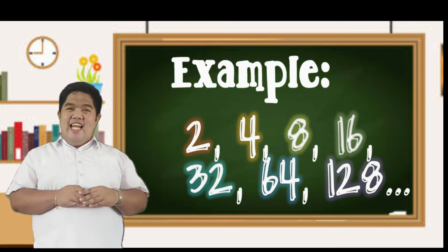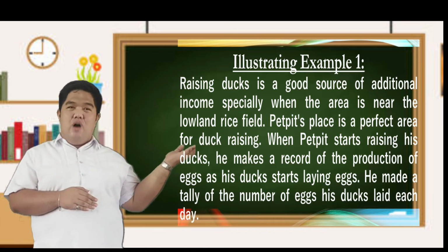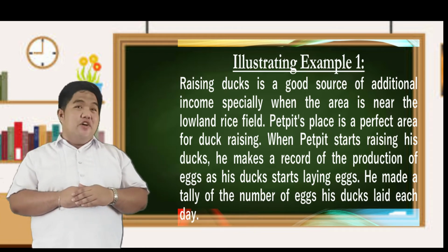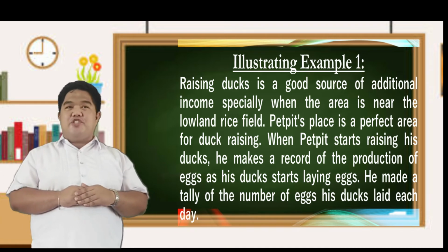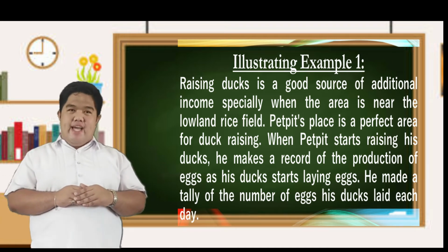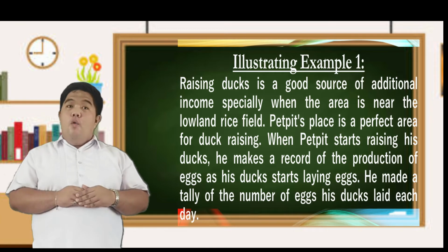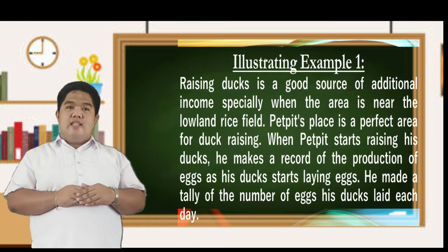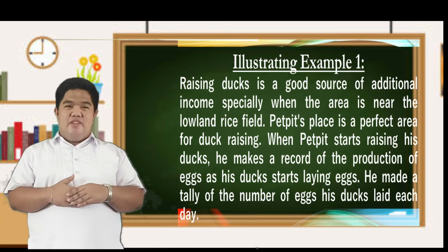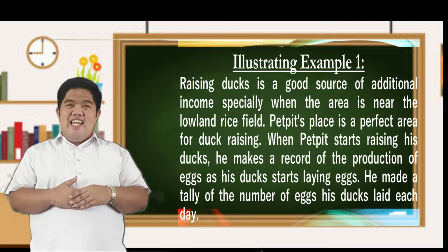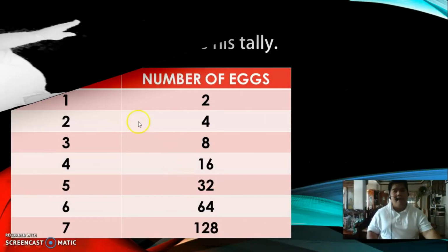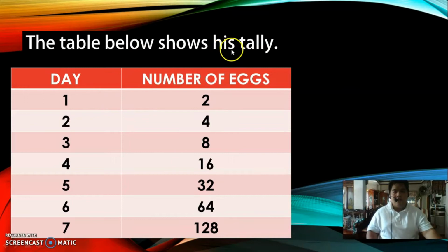To know more about that, let's have our illustrative example number 1. Raising ducks is a good source of additional income, especially when the area is near the lowland rice field. Pet's place is a perfect area for duck raising. When Pet starts raising the ducks, he makes a record of the production of eggs as his ducks start laying eggs. He made a tally of the number of eggs his ducks lay each day. The table below shows his tally. For day 1, there are 2 eggs.